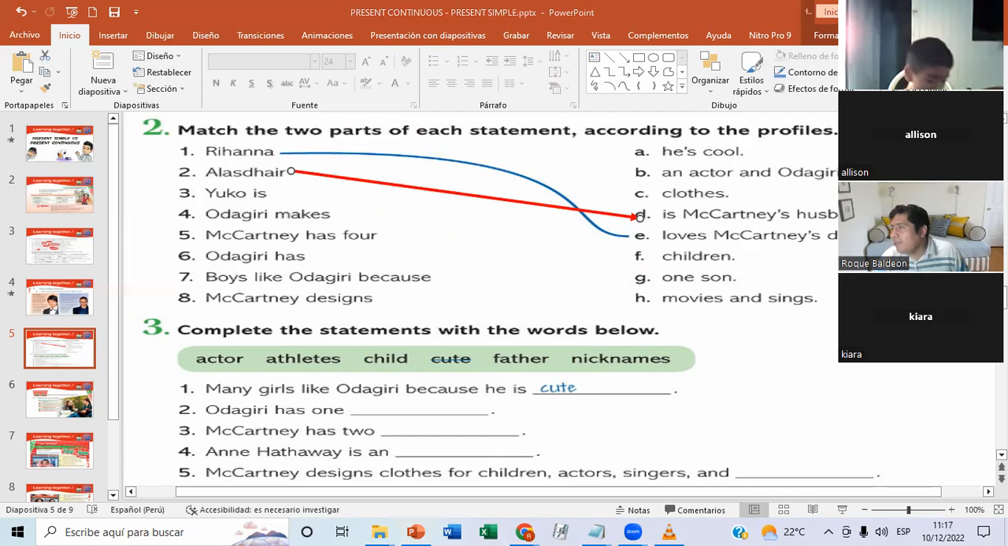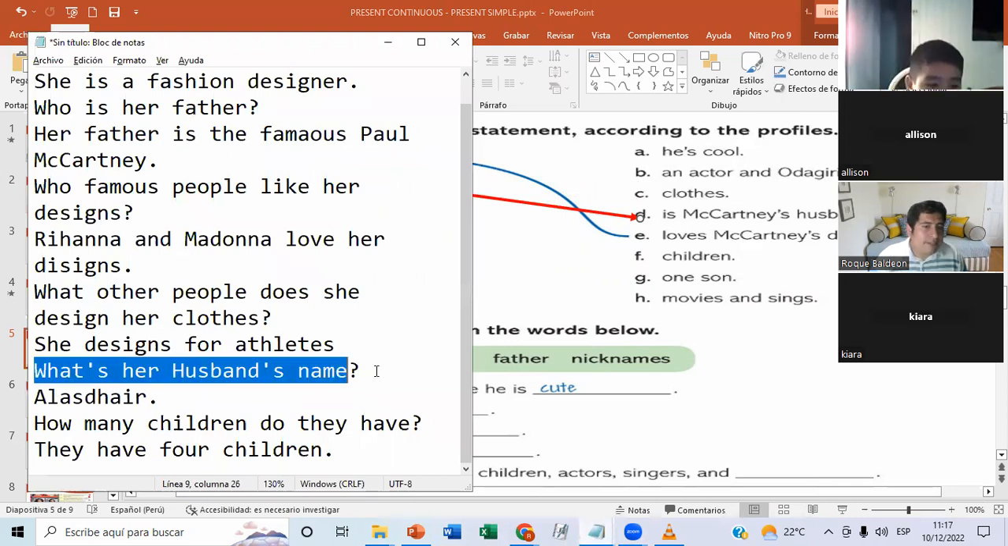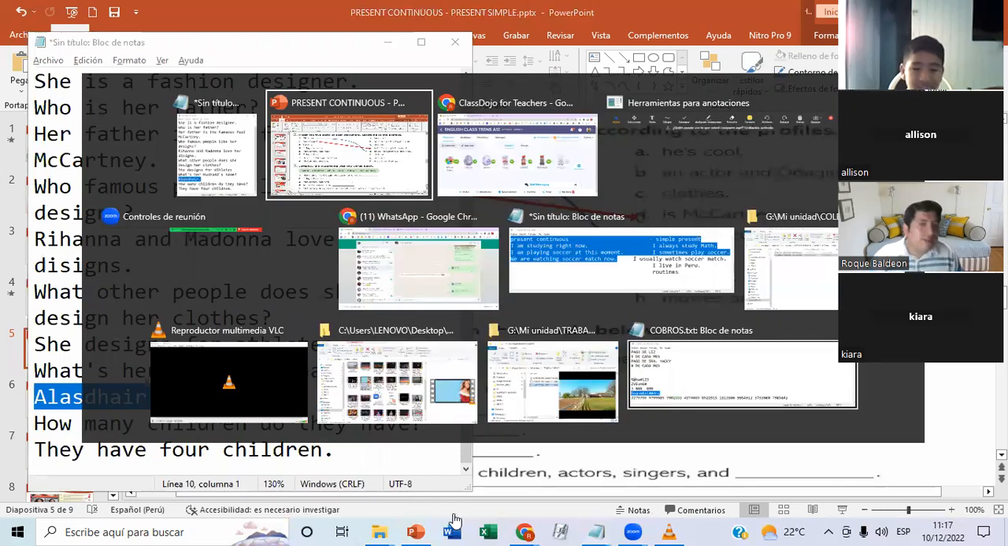Pero profesor, yo dije la D. Ah, también dijo D. Okay. Yo escuché B. Sorry. Ya, entonces Matías analizó. Very good. Excellent. Odagiri was McCartney's husband. Incluso hice una pregunta. Aquí está la pregunta. What's her husband's name? ¿Cuál es el nombre de su esposo? Odagiri. Good, awesome.